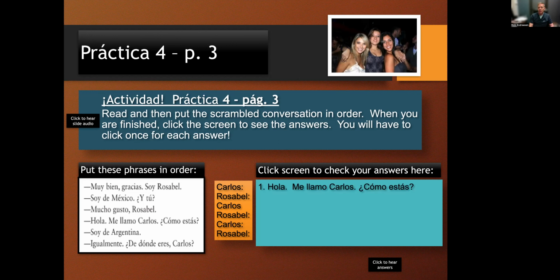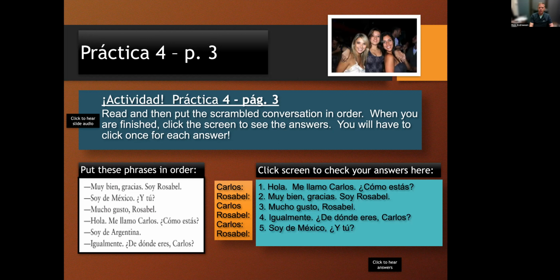Hola, me llamo Carlos. ¿Cómo estás? Muy bien, gracias. Soy Rosabel. Mucho gusto, Rosabel. Igualmente. ¿De dónde eres, Carlos? Soy de México. ¿Y tú?